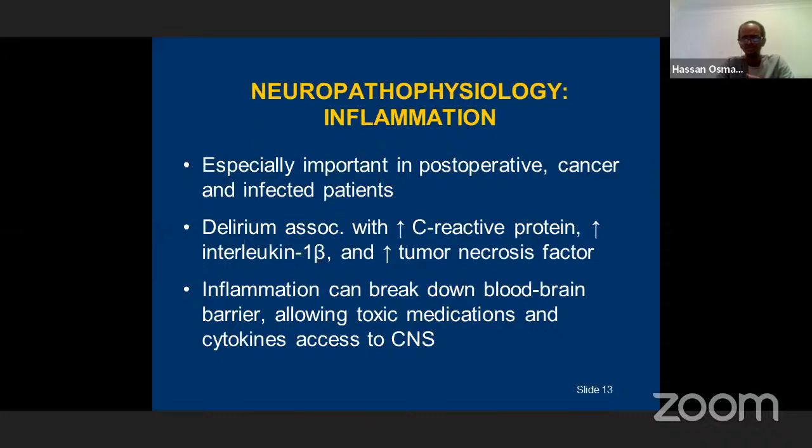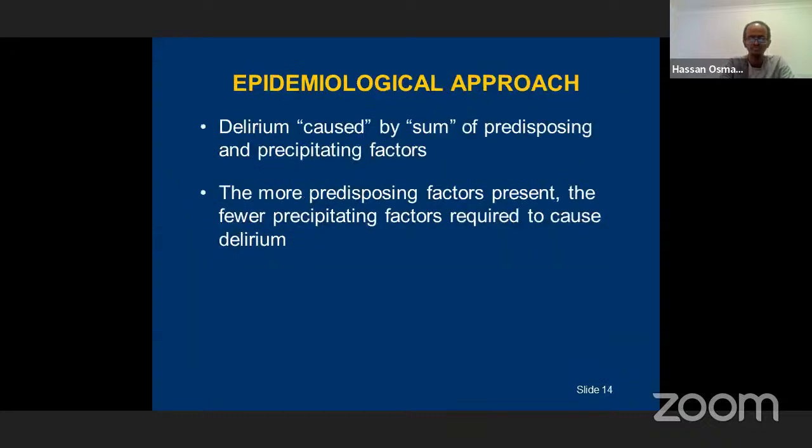Not to forget to mention also the idea of inflammation. We understand many of the cytokines might be involved in delirium. For example, increased C-reactive protein, interleukins, and those kinds of mediators.